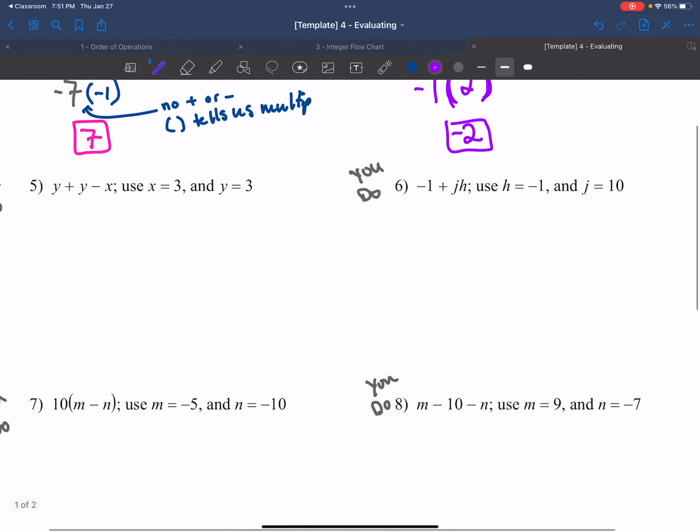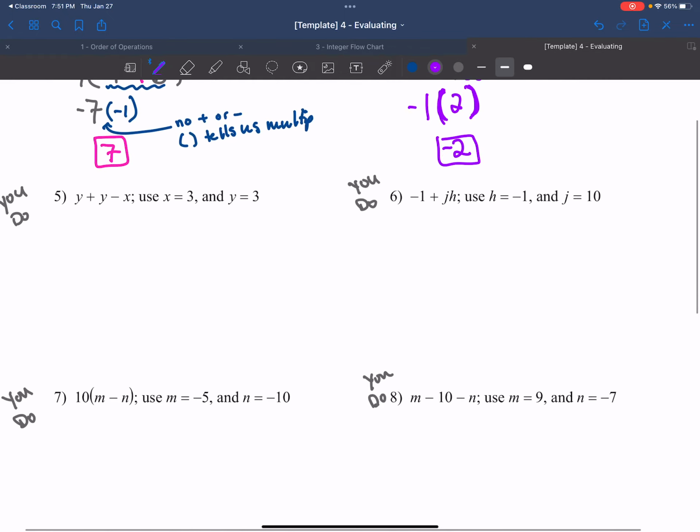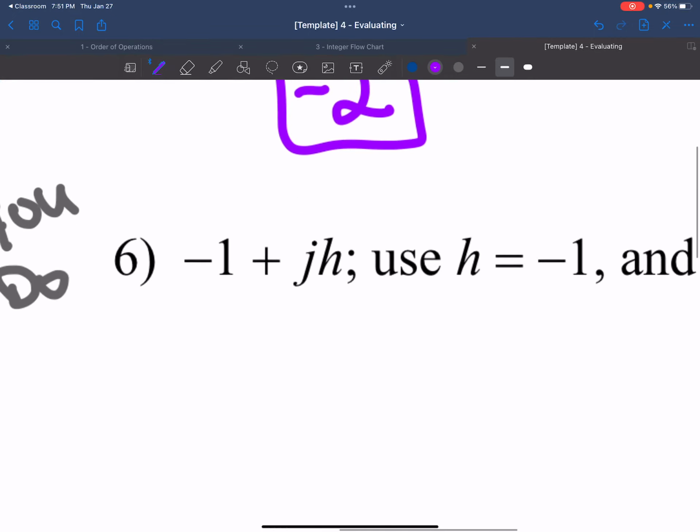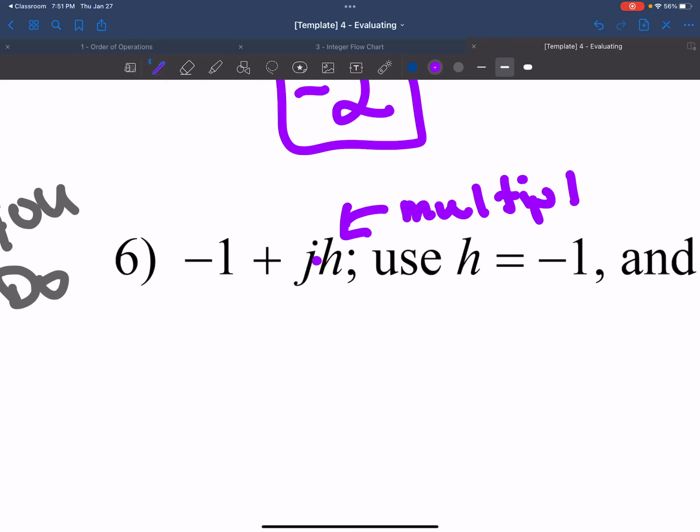You will do the next 4 on your own. The only one you need to be careful with is negative 1 plus JH. Whenever you see two letters next to each other like this means they're being multiplied. So if you want, you can put like a little multiplication dot there to remind you. So when you replace the J and replace the H, you know you're multiplying.